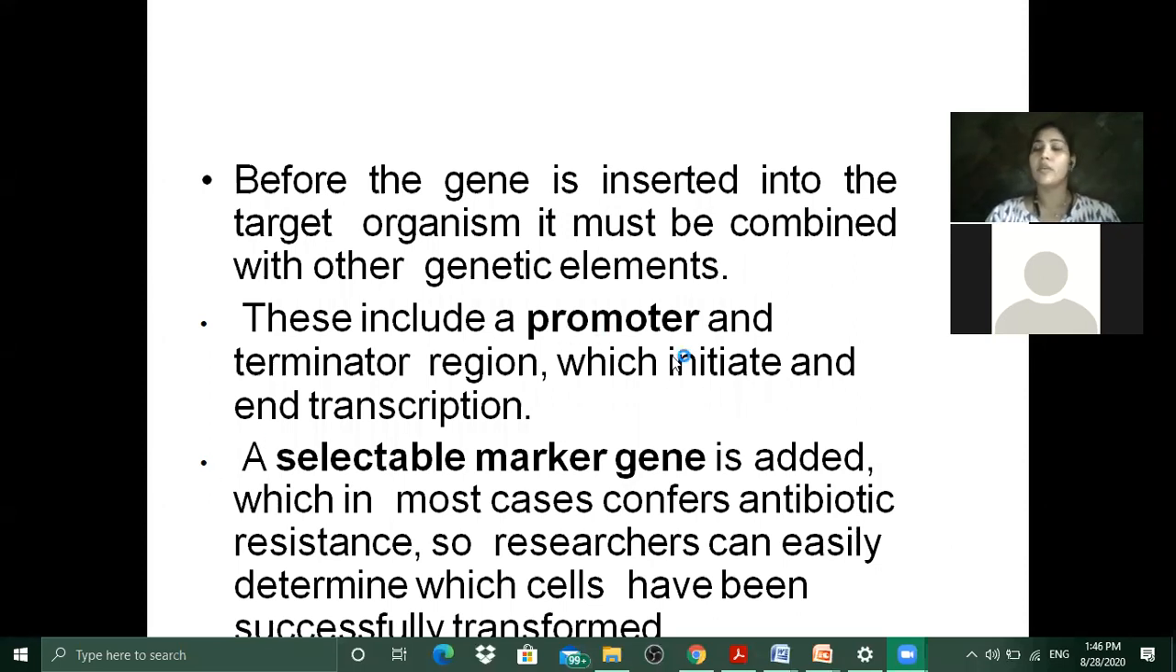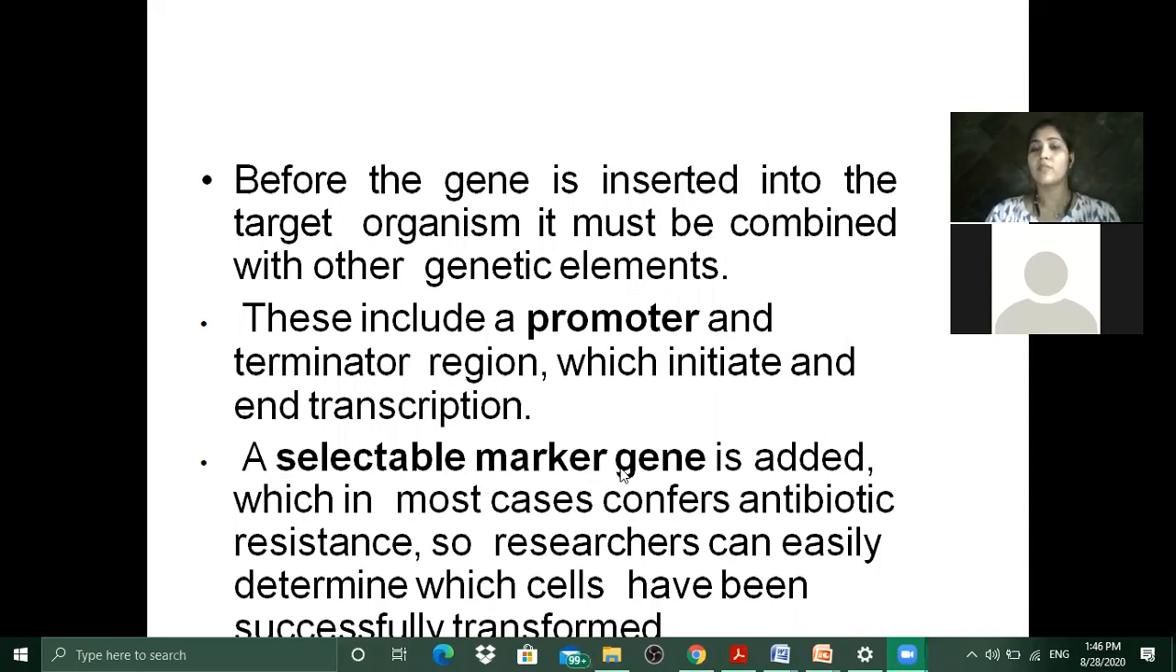These include a promoter and a terminator region, which initiate and end the transcription. So these genetic elements also have to be there before you make sure that you are inserting that particular gene into the target organism. First of all, there should be a promoter which will start the transcription, and then a terminator region. The promoter and terminator regions are nothing but small sequences of nucleotides, one which will be initiating the replication, and another one will be stopping the replication.